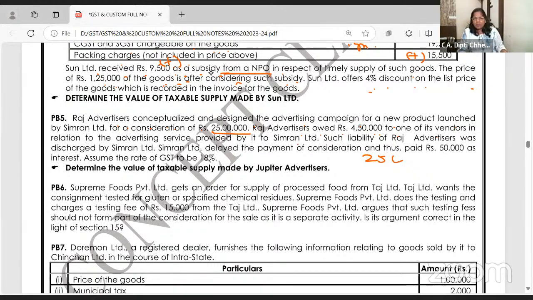Who is the service provider? Simran. Who is the recipient? Raj. So Raj had to pay 4,50,000 to a third party who owed money to Simran. Such liability of Raj Advertisers was discharged by Simran Limited. Oh, so Simran Limited paid Raj 25 lakhs and paid 4.5 lakhs to the third party. Read it again if you wish.